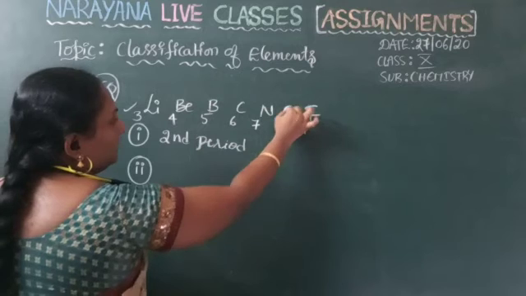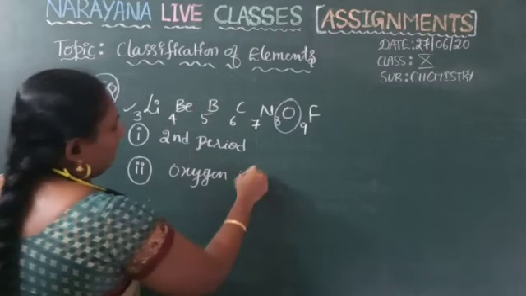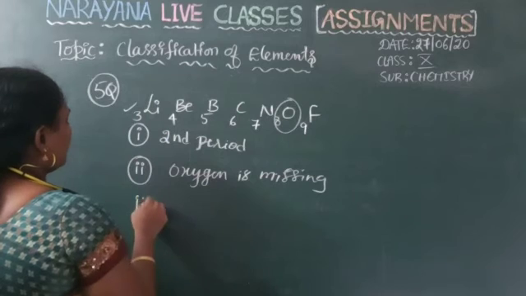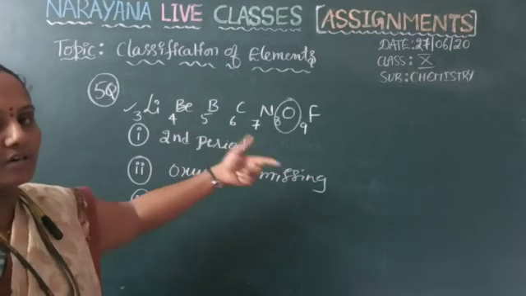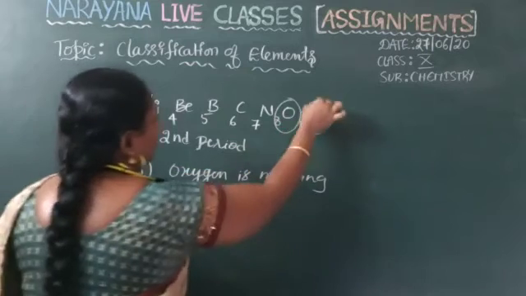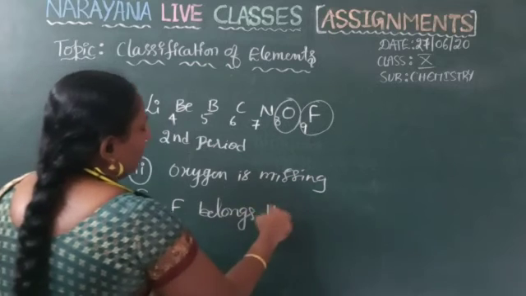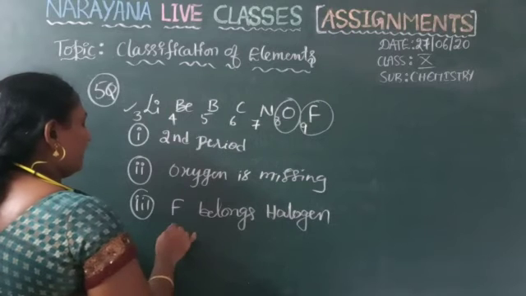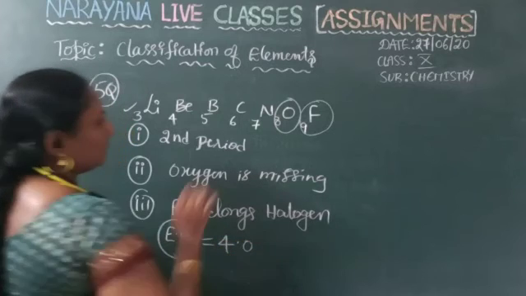Second question: which element is missing in this period? The eighth element, oxygen, is missing. Third question: which element belongs to the halogen family? The 7A group element, fluorine, belongs to the halogen family. Whose electronegativity value on the Pauling scale is 4.0? Fluorine.